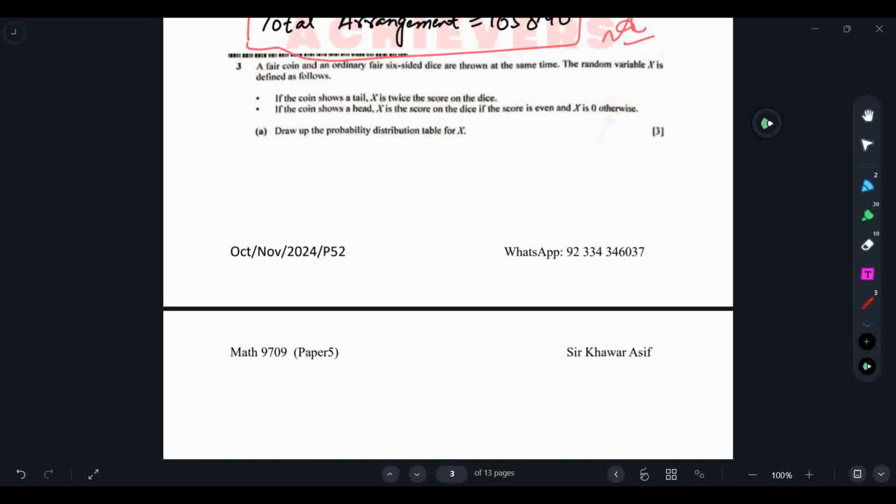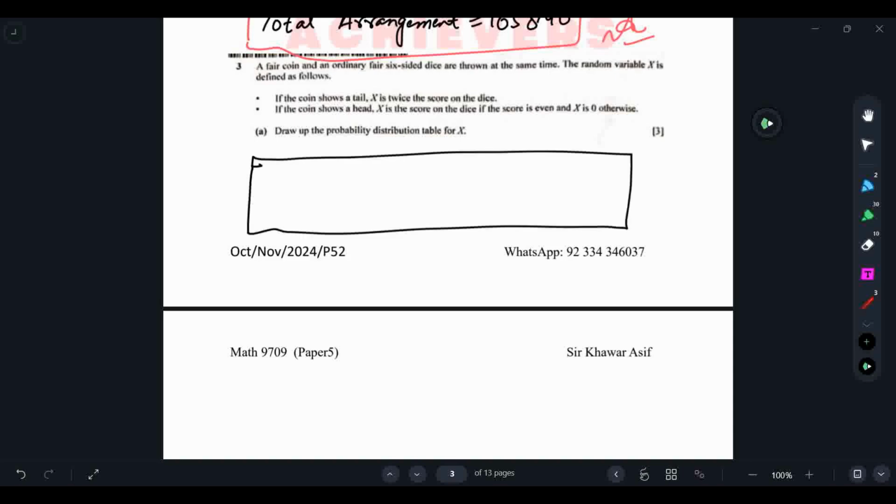Now, how can we draw the probability distribution table? So let's check this one. For a probability distribution table, first we need to identify x. Now they are saying the random variable x is defined as follows. Okay. Now the probability of x. How can we find it out? The probability of x.